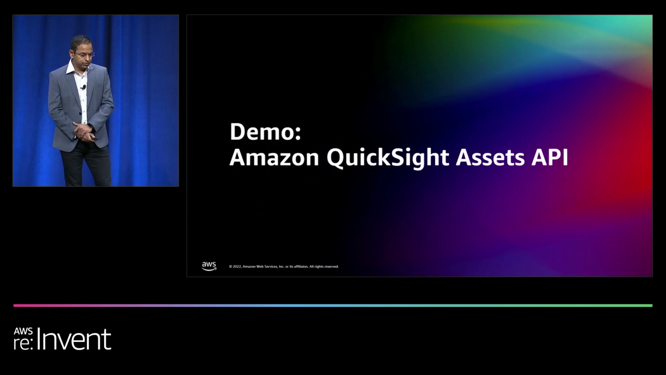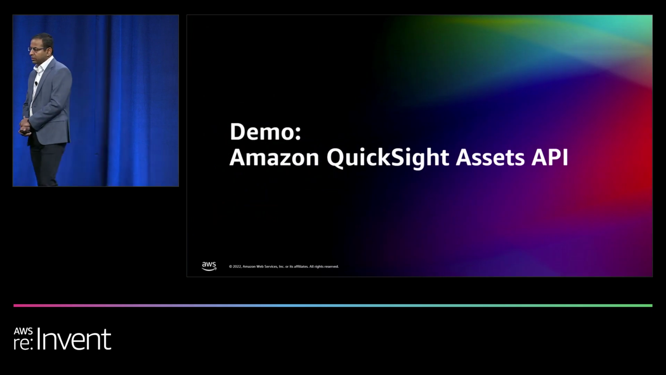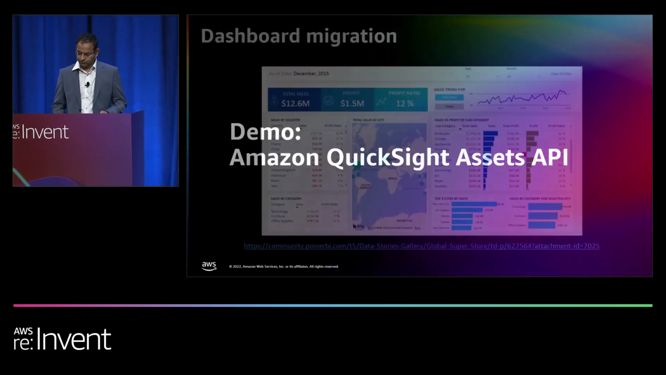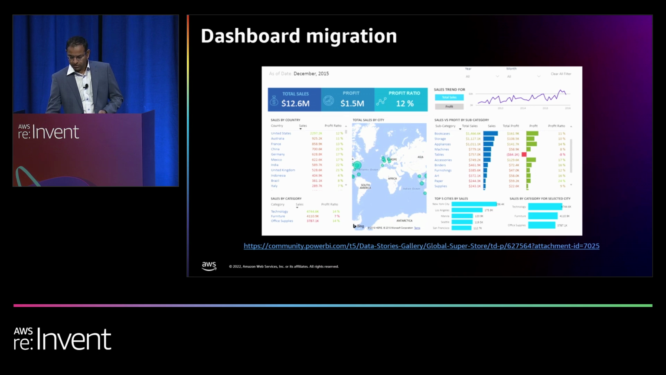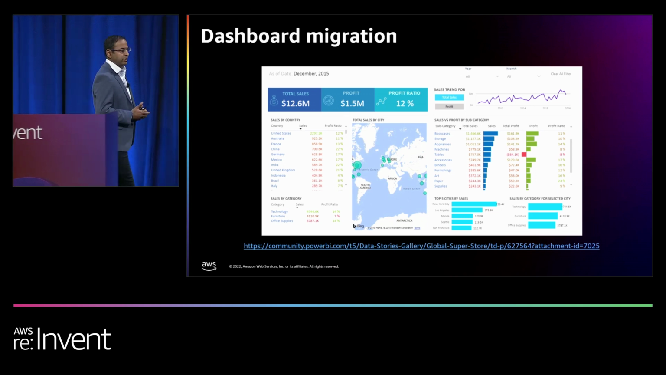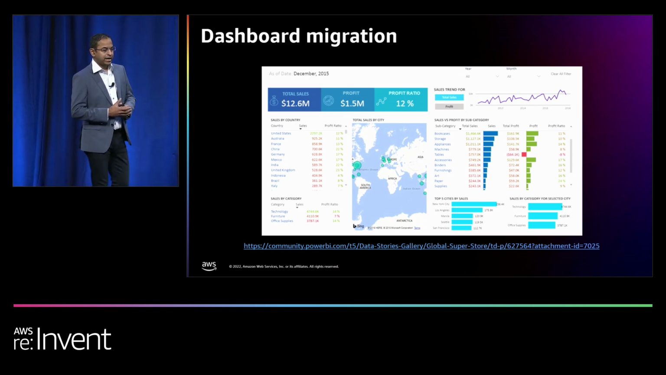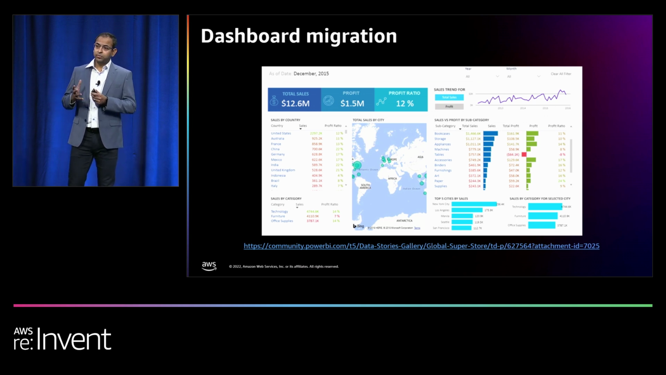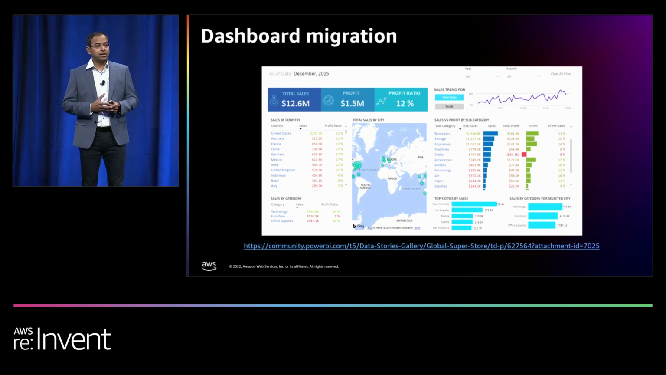So with that, I'm going to go to the demo. In this demo, we're going to migrate a dashboard, and we have a link where you can find this original dashboard, which is built in Power BI. And our end objective is to build the same look and feel in Amazon QuickSight.